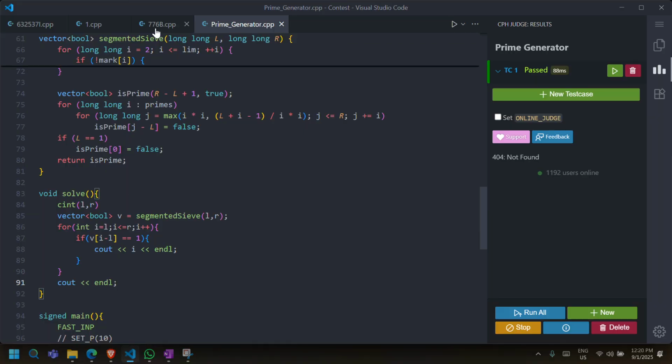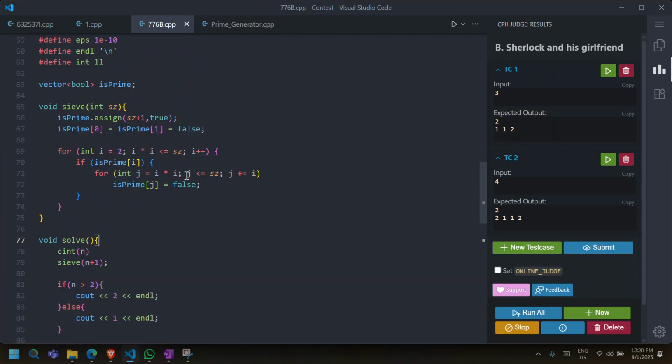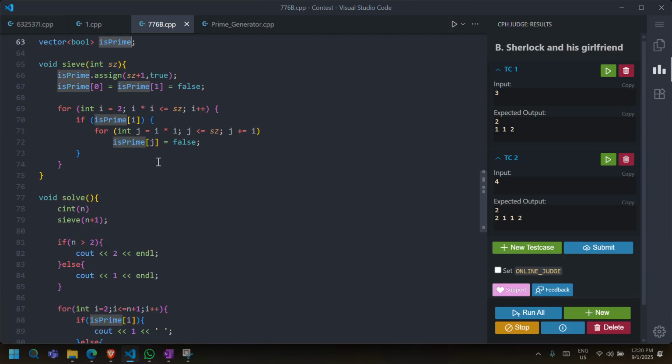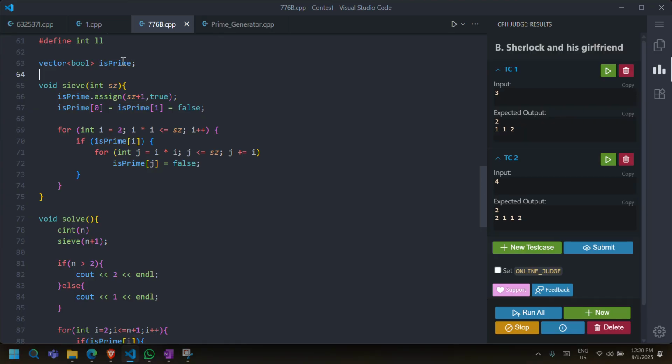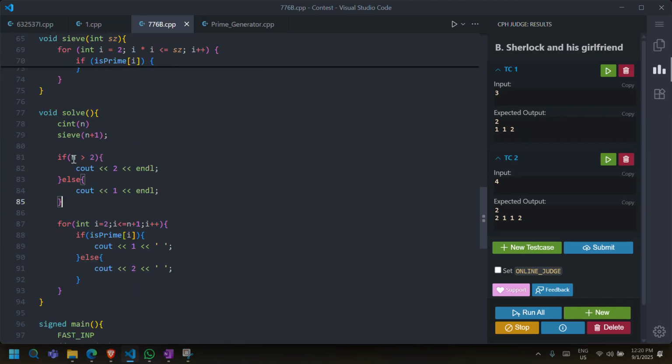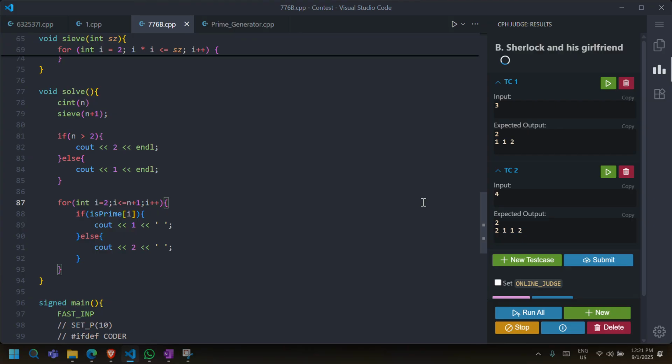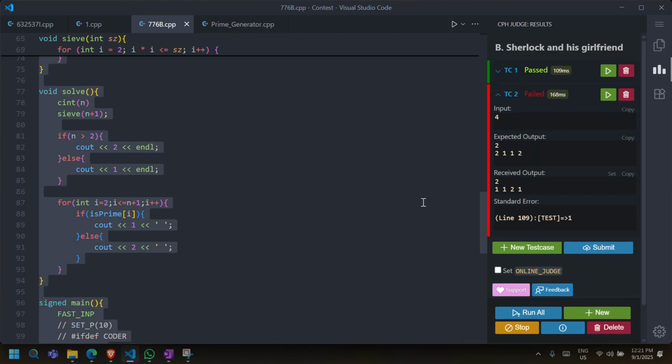So let's see the code. In this case you first find prime numbers up to n plus 1. This will store the prime numbers. If the ith index is true, then it is a prime number. So if n is greater than 2, there will be two colors, else one color. You iterate from 2 to n plus 1, and if that is a prime, you color it with 1, otherwise color it with 2. So this is a different color.